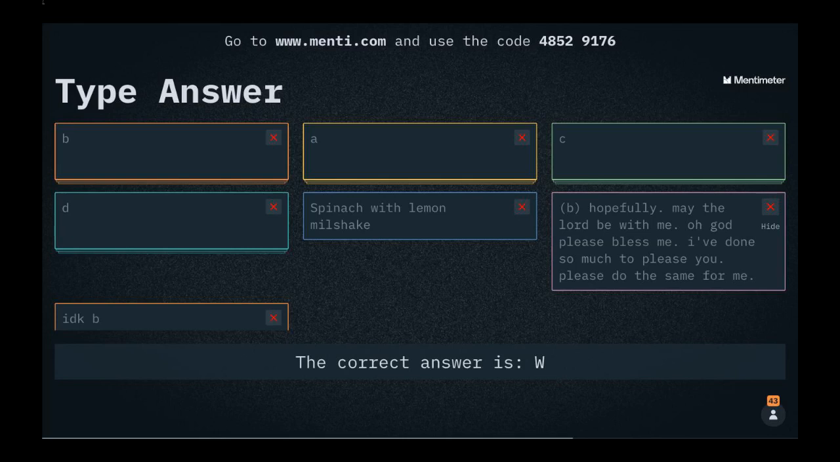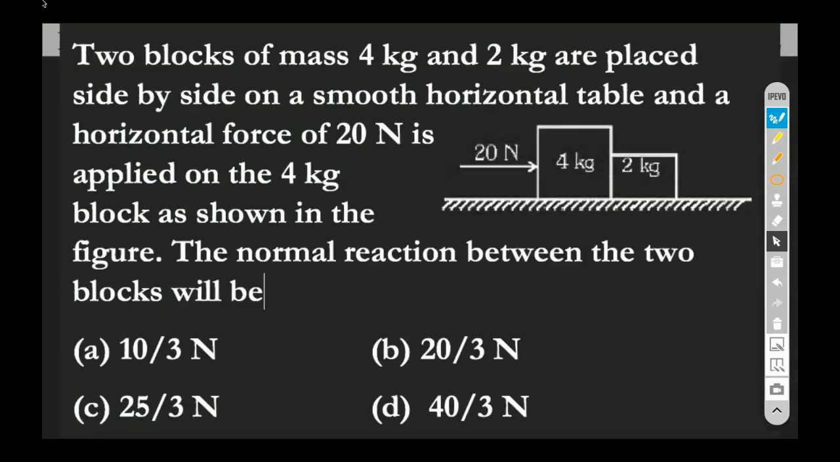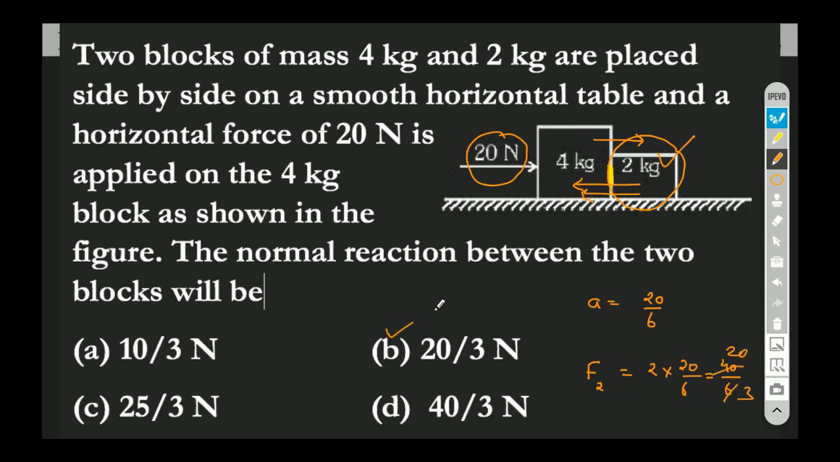Bravo, good, very good. So guys, look here. If this is the point where normal has to be calculated, then the force applied on this side will be equal to the normal reaction. Now what is the force applied on this side? It is the force experienced by 2 kg. By application of a 20 Newton force, the total acceleration generated in the system is 20 by 6. The total force on 2 kg is mass times acceleration, 40 by 6. That is the force experienced by 2 kg. That will be the reaction force. Okay, 20 by 3. Everyone got it?